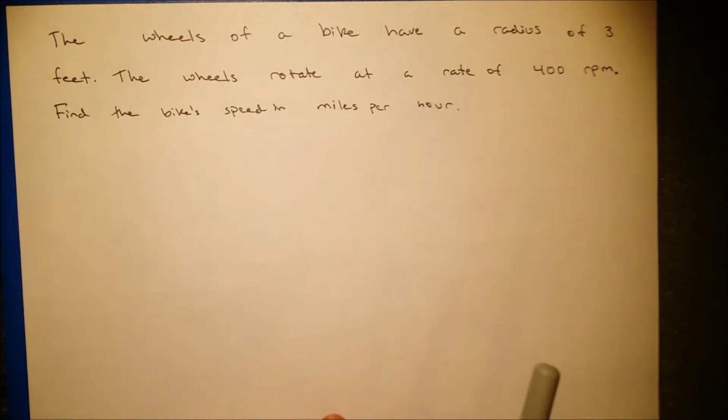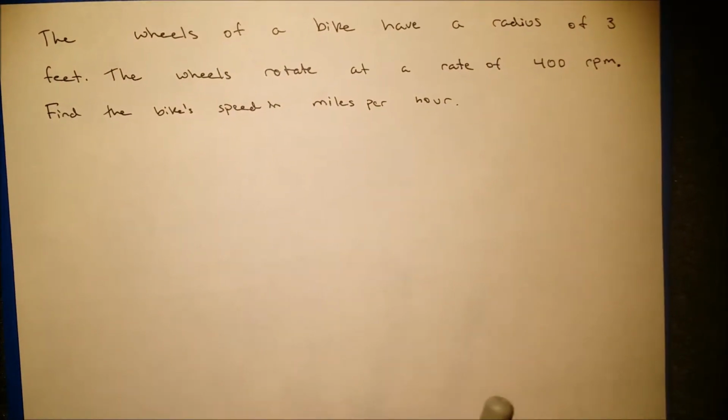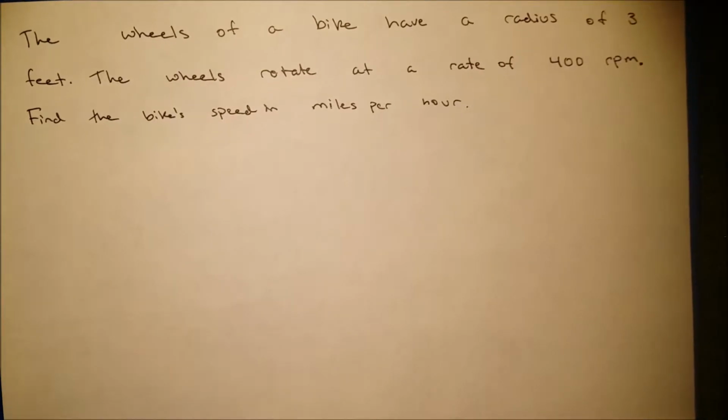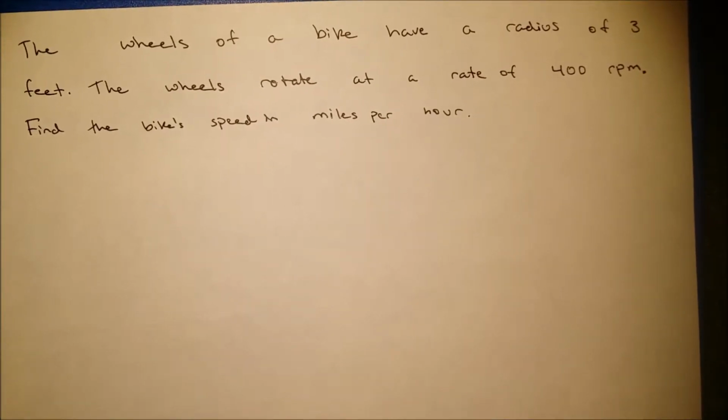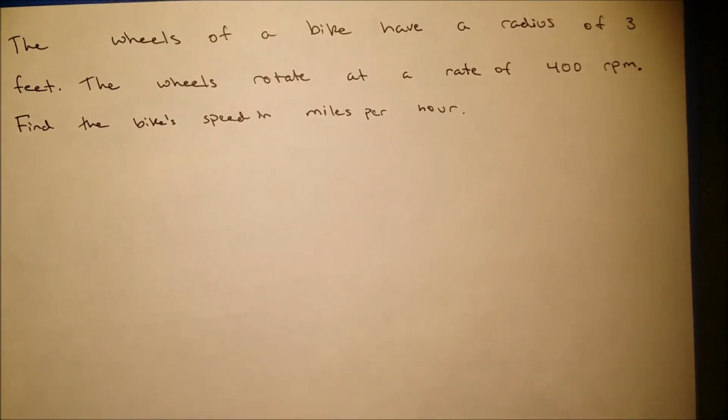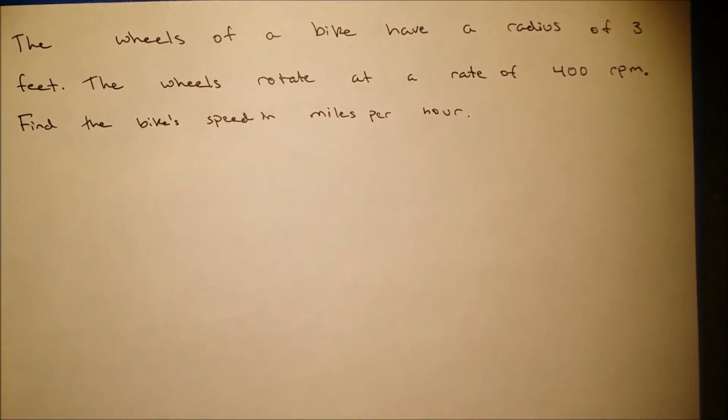So the problem we're going to be dealing with is: the wheels of a bike have a radius of 3 feet. The wheels rotate at a rate of 400 revolutions per minute, and now we need to find the bike speed in miles per hour.